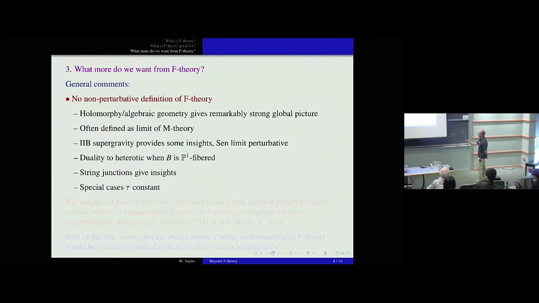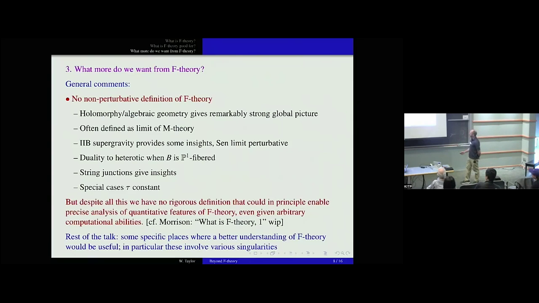I haven't given references here because there's a zillion papers on this, but despite all these approaches, we have no rigorous definition that would in principle enable us to compute quantitative features. Now, I will mention here that for some years now, Dave has been promising a paper, What is F-theory?, which may answer some of these questions.